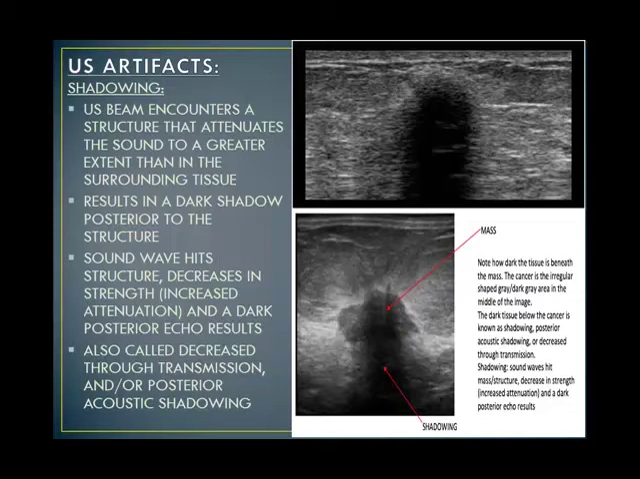Very good observation. That's just simply because these structures are not as dense as the bone. The bone is a lot denser, which is why you get that white line around it. And so we also call this decreased through transmission or posterior acoustic shadowing.